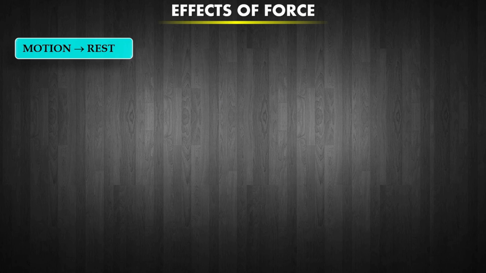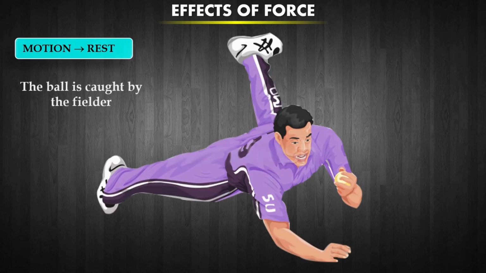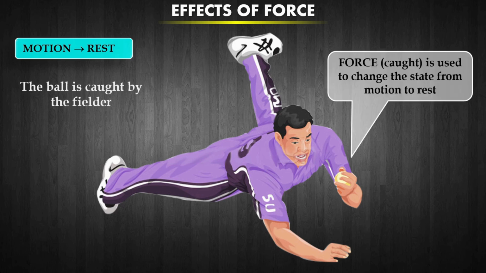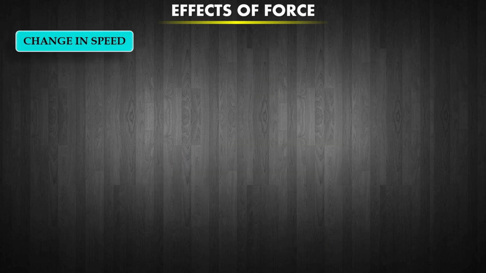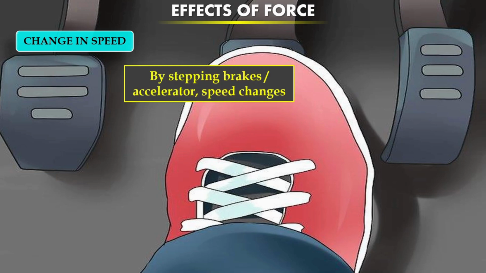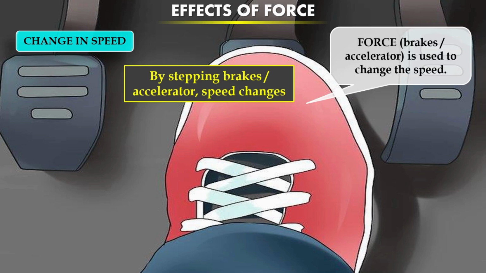Motion to rest. The ball is caught by the fielder. Force, that is the catch, is used to change the state from motion to rest. Change in speed. By stepping on the brakes or accelerator, speed changes. Force, that is brakes or accelerator, is used to change the speed.